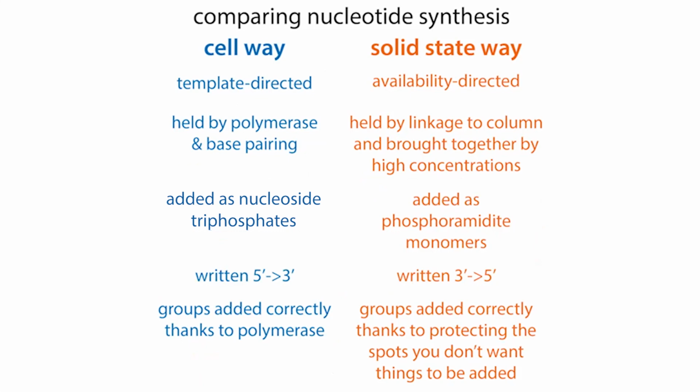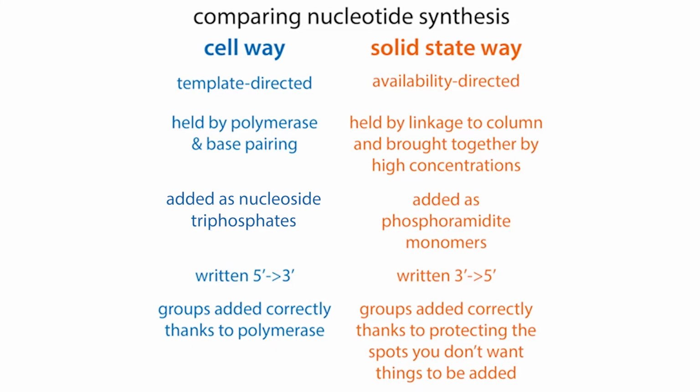In the solid state way, it's going to be directed by what you're giving them. So what's available. The new letter and the old letter are going to be held together by polymerase and base pairing in cells, but in the solid state, you're going to have to bring them together. And so you're going to basically hold one in place. So hold the growing chain on the plate and then flood it with a high concentration of the incoming letter. These incoming letters are going to be added as phosphoramidite monomers rather than these nucleoside triphosphates that are normally added.